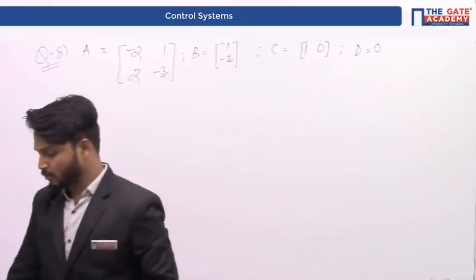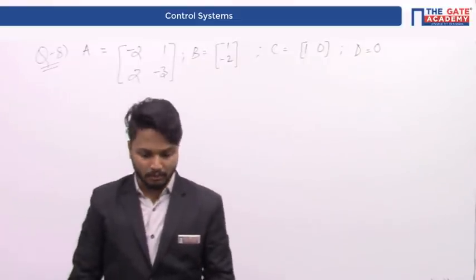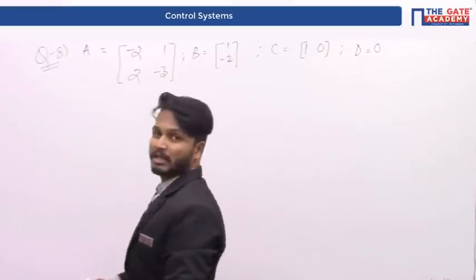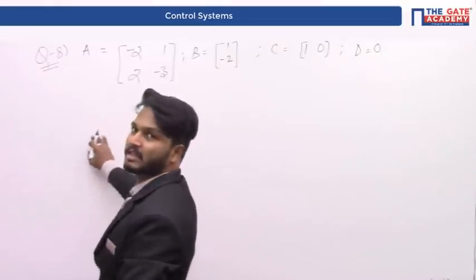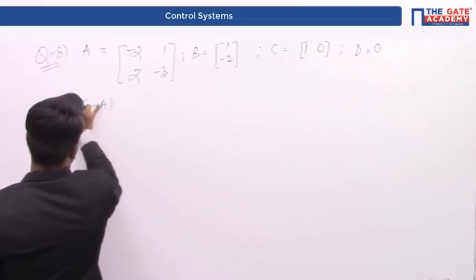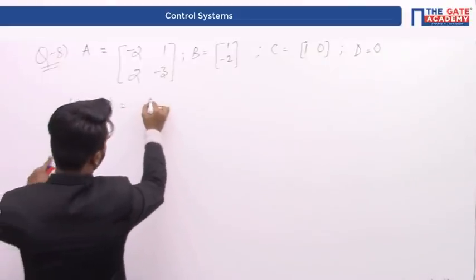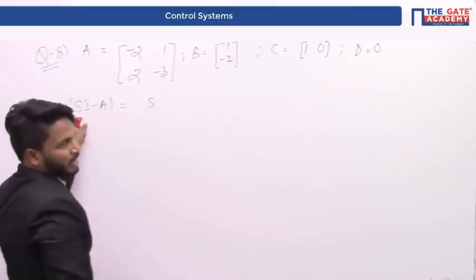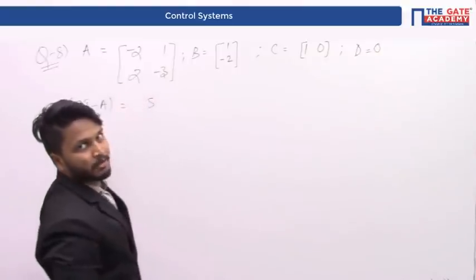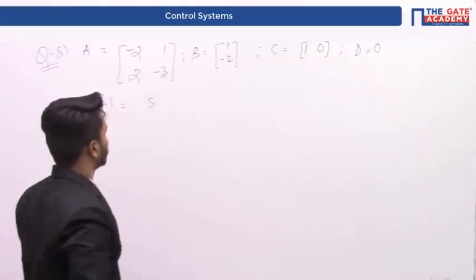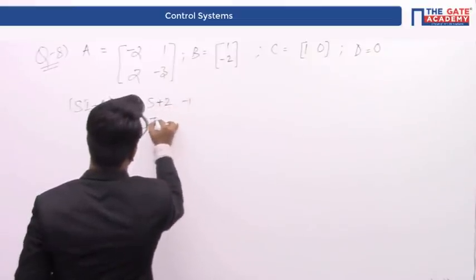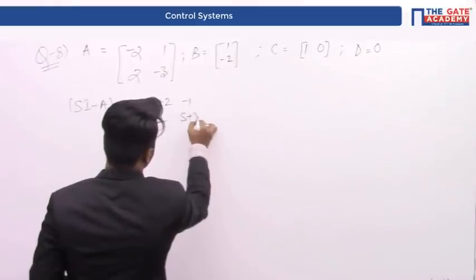So in order to find the state transition matrix, we need to find the Laplace inverse of (sI minus A) inverse. First evaluate sI minus A. Simply multiply s with the identity matrix and deduct matrix A from it. Therefore, it will be [s plus 2, minus 1; minus 2, s plus 3].